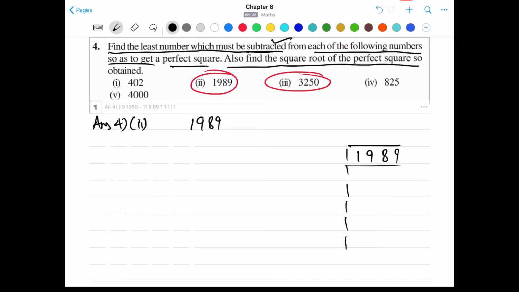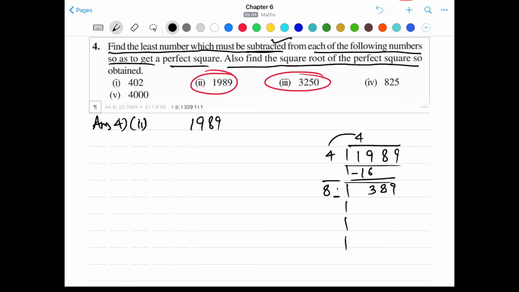Let's take the first pair here, as we have 19, so the first number will be 4 into 4, which is 16. When you subtract, 19 minus 16 gives us 3. Next step is to add these two numbers, so 4 plus 4 will be 8. We keep a space here and take down the next pair of digits, which is 89. So the number becomes 389.